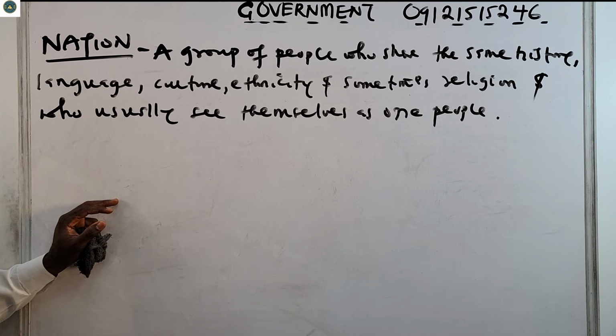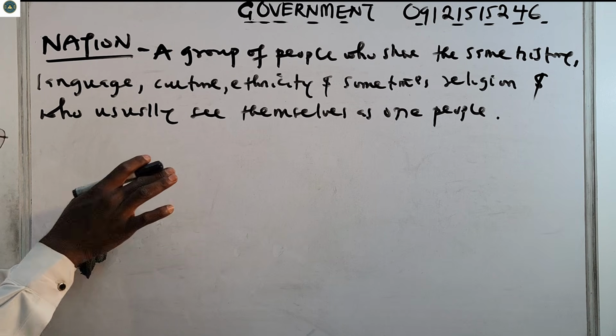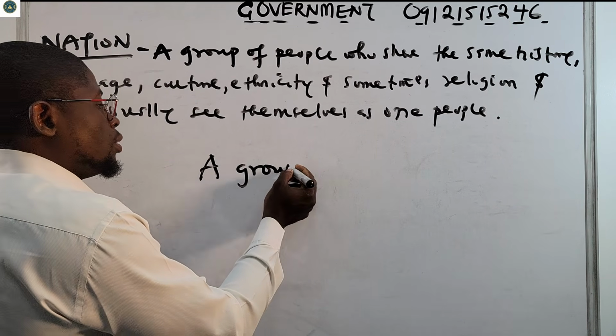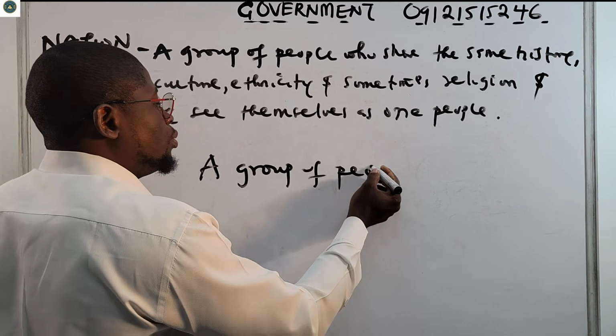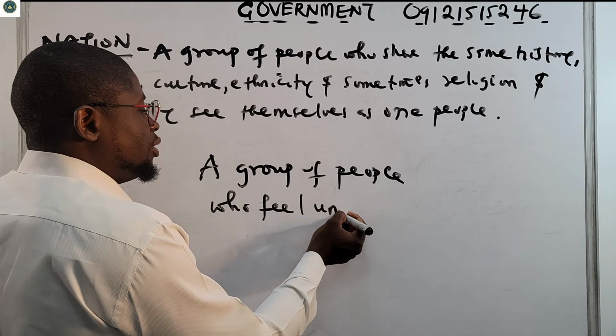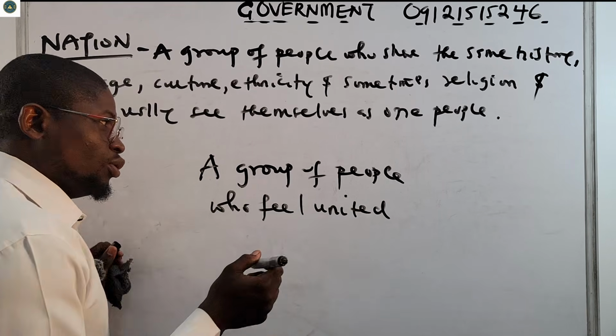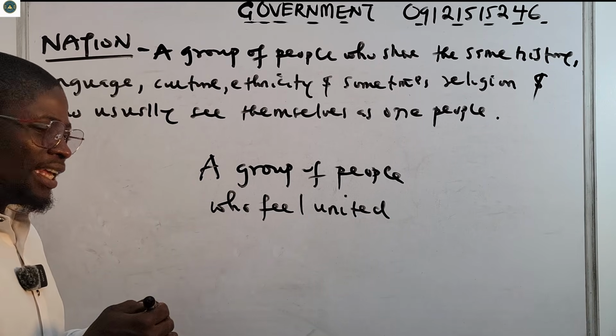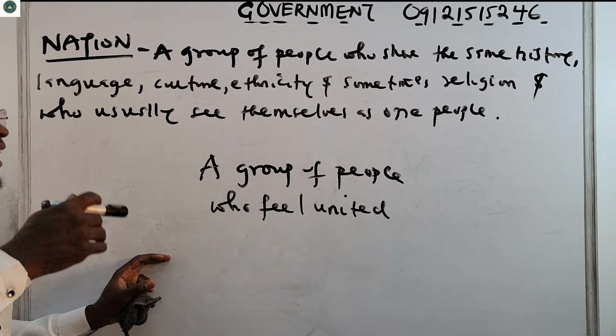So that is what we call a nation. A nation is not just about land. It's not just about government. It's about a group of people who feel united, not Manchester United, though, a group of people who feel united because of what they have in common. That is what a nation is.